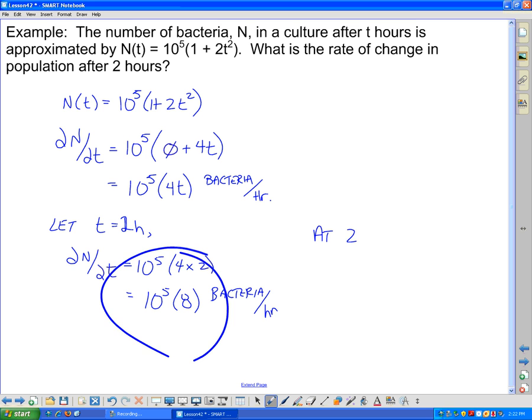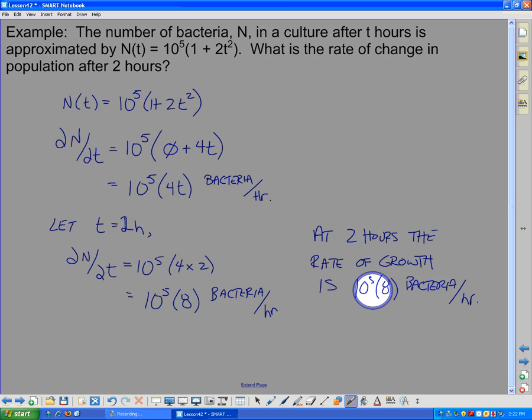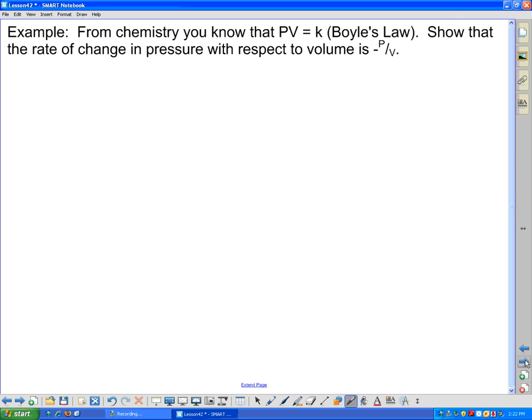So at 2 hours, the rate of growth is 10 to the 5th times 8 bacteria per hour. All right. So keep in mind, this question itself was a parabolic question. So it's a curve. So when you're taking the tangent of the curve, that's continually changing. So that rate of growth will change as time goes on.